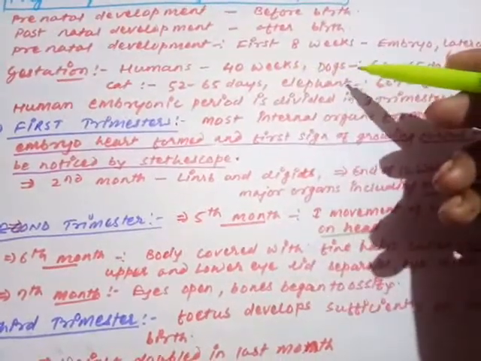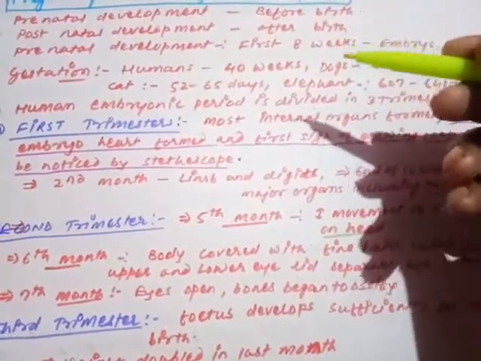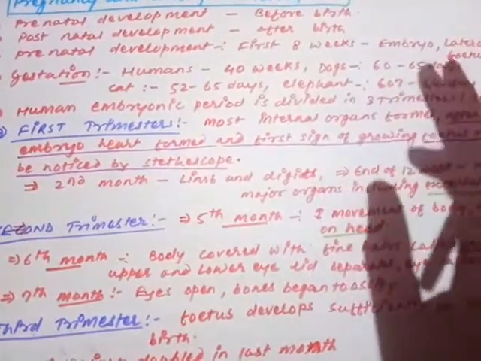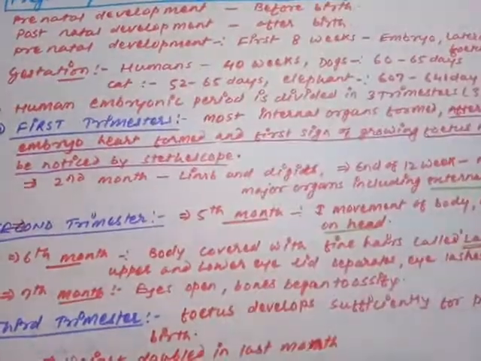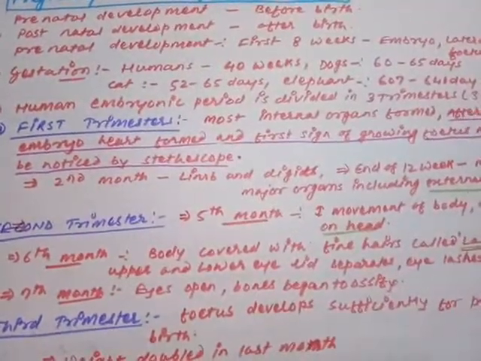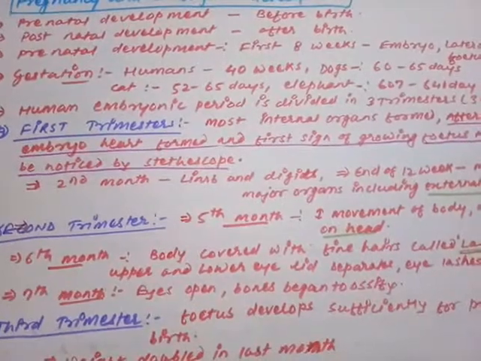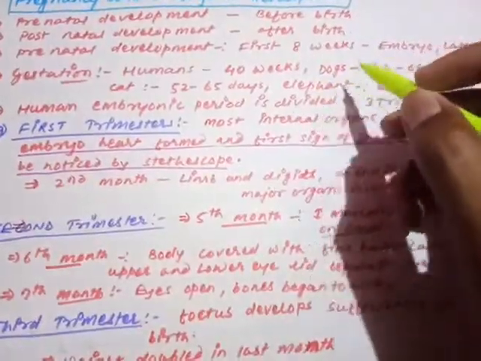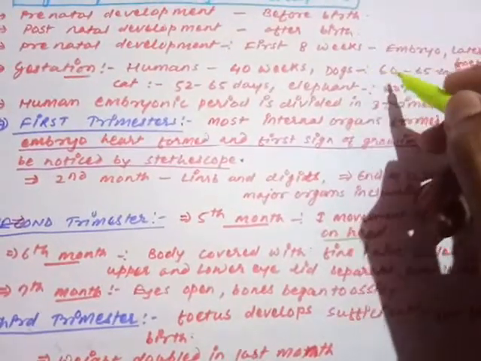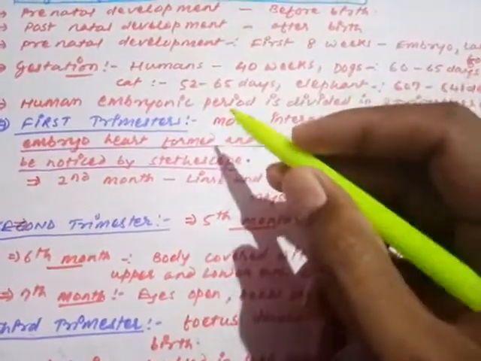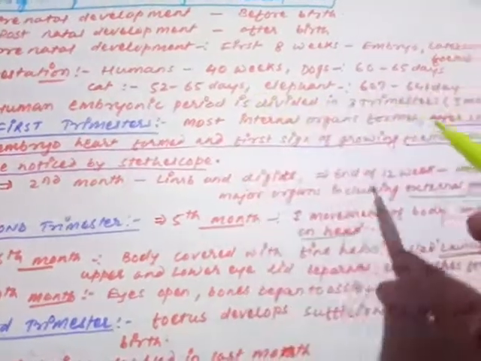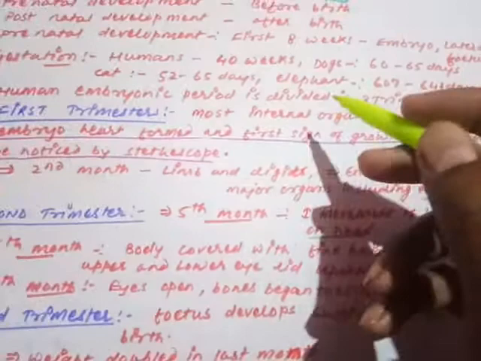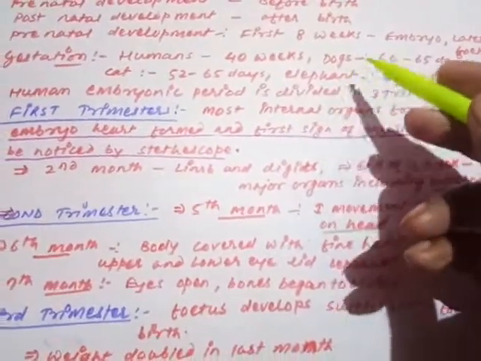ओके, 40 weeks मतलब around 10 month, but we are counting it as the 9 month because the pregnancy is being observed after completion of first month of the fertilization. जब पता चलता है तब तक 1 महीना पूरा हो जाता है, and we are just started counting from that way. So 40 week period is there. Then dogs 60 to 65 days, cats 50 to 65 days, elephants 607 to 641 days. So some examples are there, but we have to discuss about the humans only.